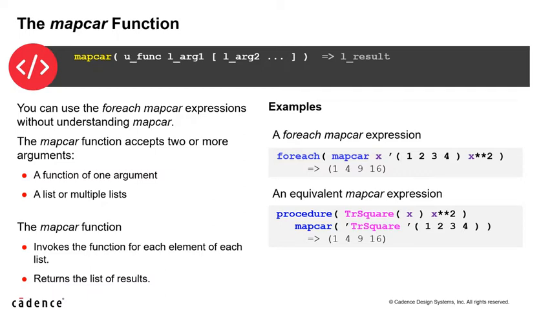The input function name is tr square that you defined above, and you put a single quote in front so that it does not evaluate that function like a variable, but actually just passes in the name of that function. Then you supply the list 1, 2, 3, 4. It does the work of squaring it and then returns the result 1, 4, 9, 16. And you have the same result as the foreach mapcar above.